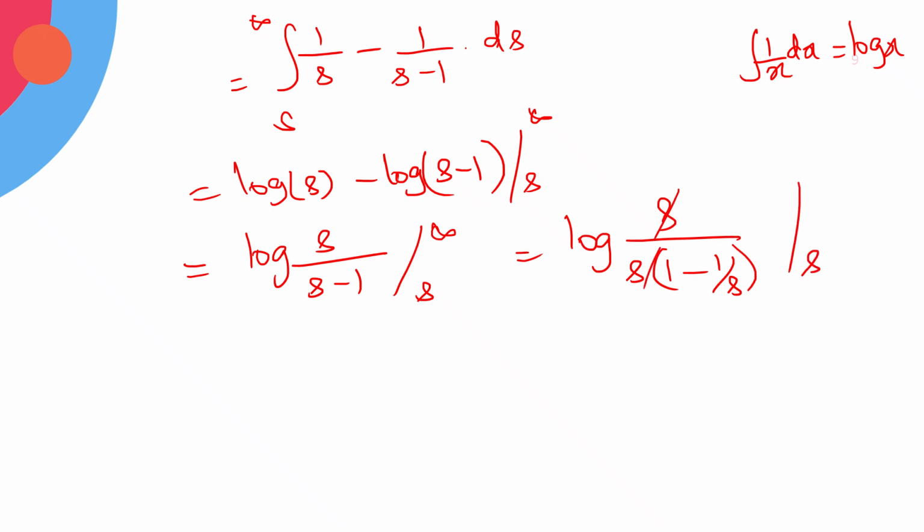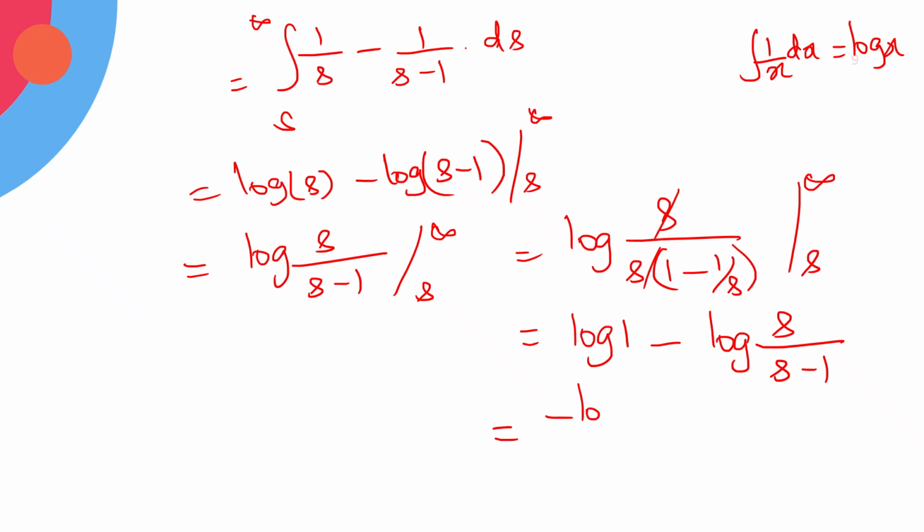And then let us substitute the limits. 1 by infinity, the term will vanish, and we'll have log 1 minus log s, meaning the original function, that is log s divided by s minus 1 will come as such. So log 1 will be 0. The answer will be minus log of s divided by s minus 1, or otherwise we can reciprocate as log of s minus 1 divided by s. Thank you.